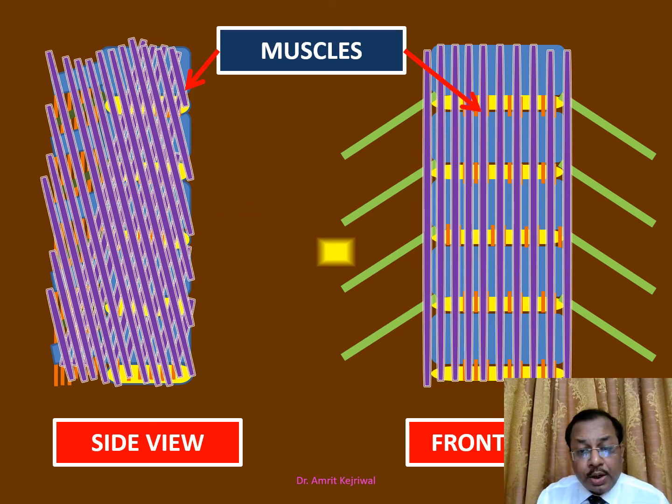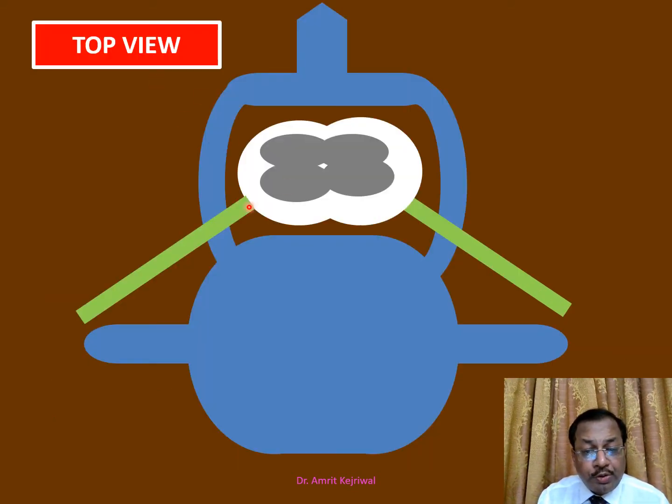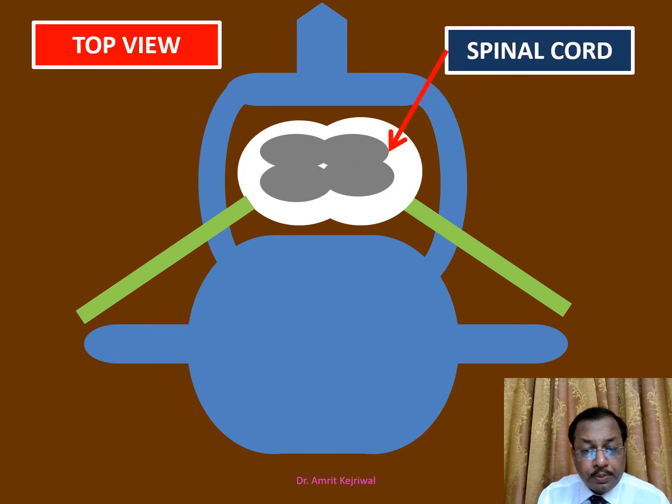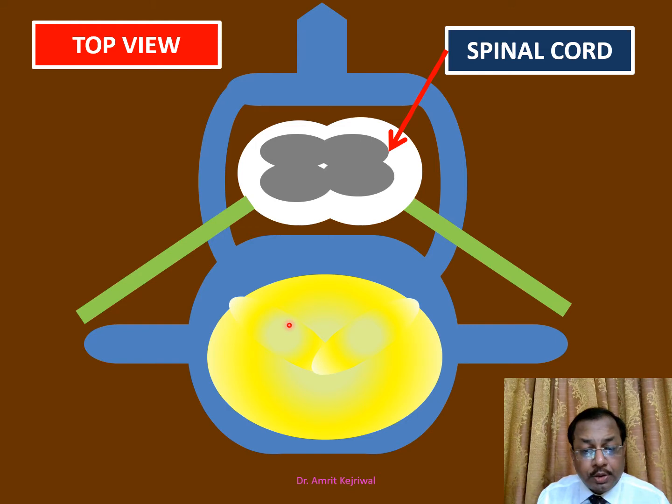Now let us have a look at the vertebra body from the top. So this is the top view, this is the body, this is the part which I had shown just now. These are the nerves coming from the side, both sides, and this is the spinal cord. Over it you can see the spinal cord, and this is the intervertebral disc. The same thing with the yellow one which I had shown just now.